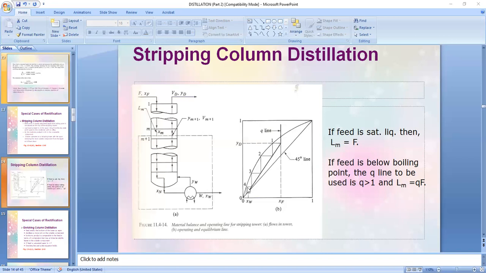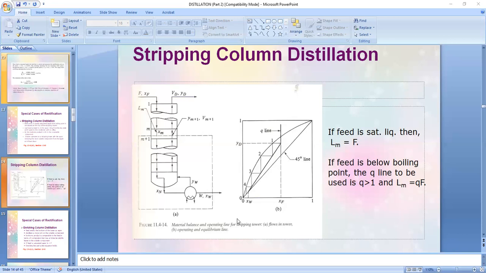And your theoretical number of stages, in this case for the stripping column distillation, would be the number of stages that you have here also minus 1 because of the presence of the reboiler in here. So you have to subtract 1, just like the way you do with the entire column having the two sections, the enriching section and the stripping section. So this is how we interpret a stripping column distillation.